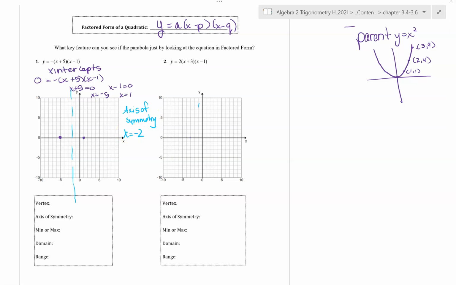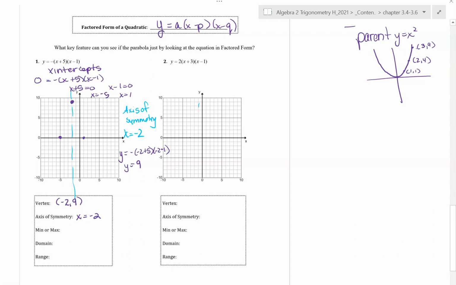All right, we still need to find the vertex. So what we're going to do is let x equal -2, and substitute -2 into the equation for x to find y. So you would end up with y equals +9. So we know our vertex is at -2, 9. Our axis of symmetry is at x equals -2.